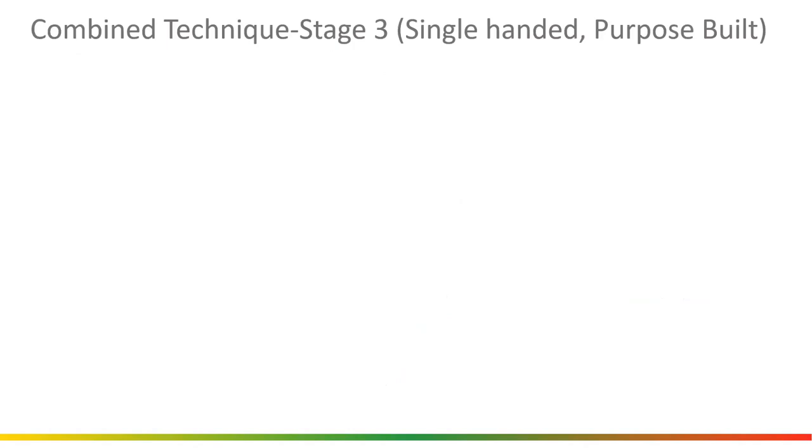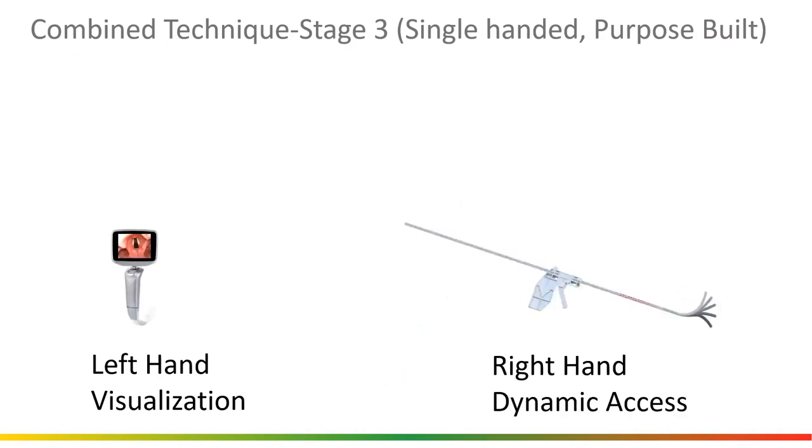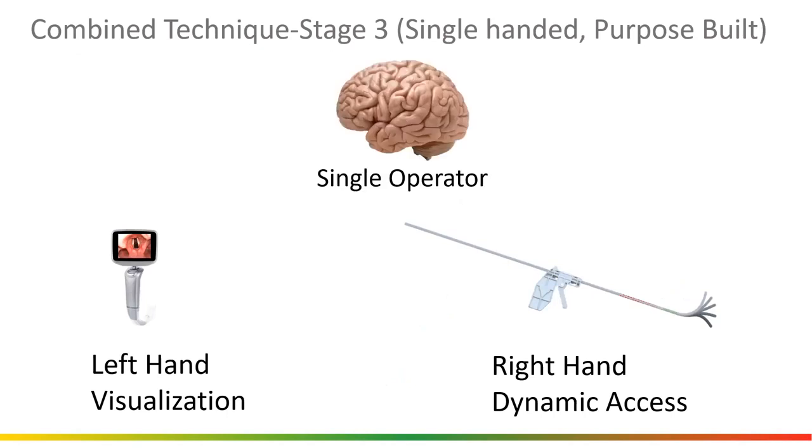Combined technique stage 3, so single-handed and purpose-built. So what do we have as evidence to say what's happening when we introduce that? Left hand visualization, now right hand dynamic access, and a single operator to control both components.